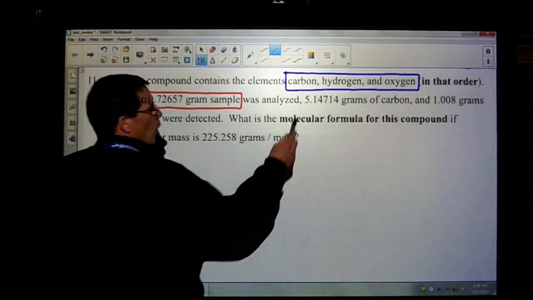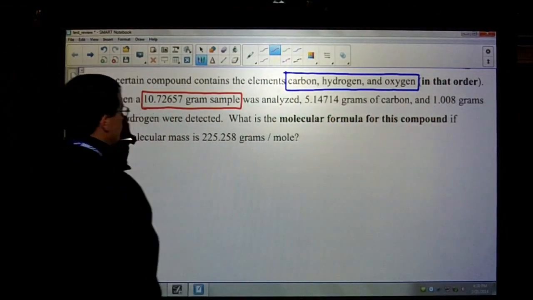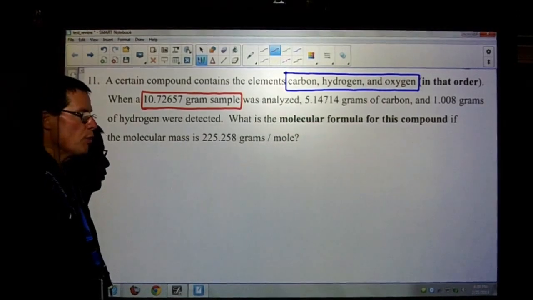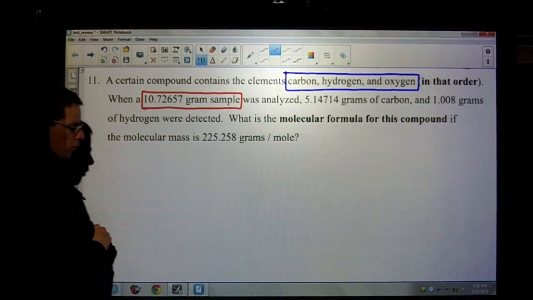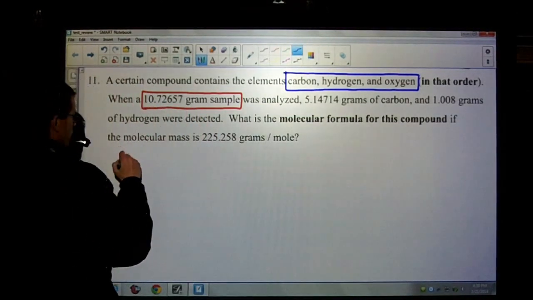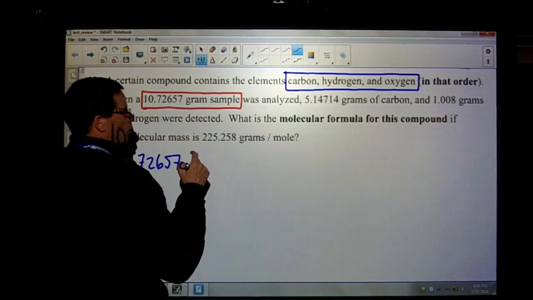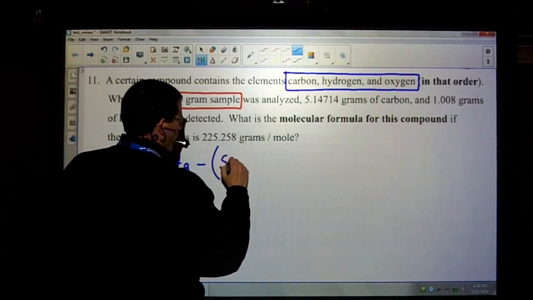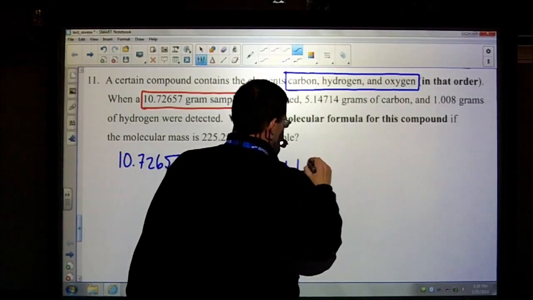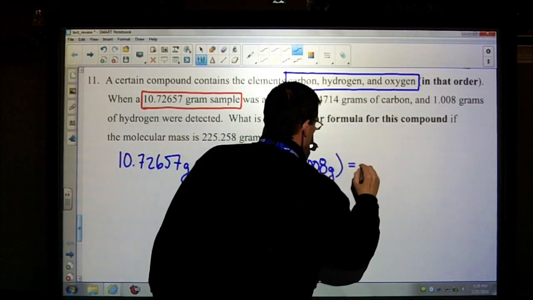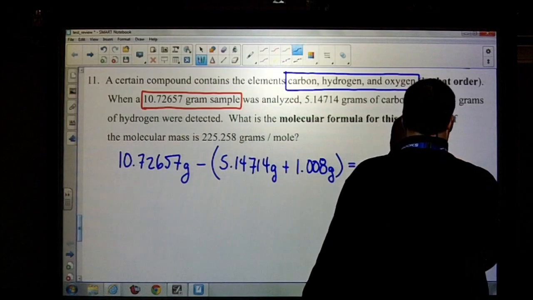So you need to find out what these two masses are added together and take the difference of that from the 10.72657 to find out your oxygen. If you don't do that, you're not going to be able to find out how many moles of oxygen you have. So that's probably one of the smartest things you should do first. So let's take our 10.72657 gram sample and subtract it from the 5.14714 grams of carbon and 1.008 grams of hydrogen. So do that first, because this will tell you how many grams of oxygen you have.